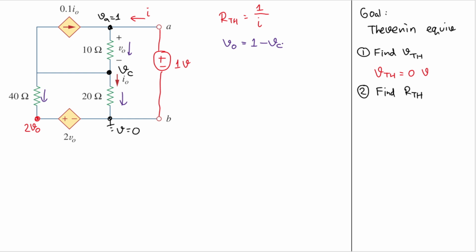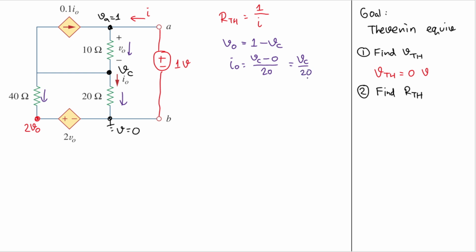And then what else can we get from here? I think we can get IO, right? Because IO is VC minus 0 divided by 20, the resistance between them. VC is where the current comes from, 0 is where the current goes to, 20 is the resistance between them. So IO is VC over 20.